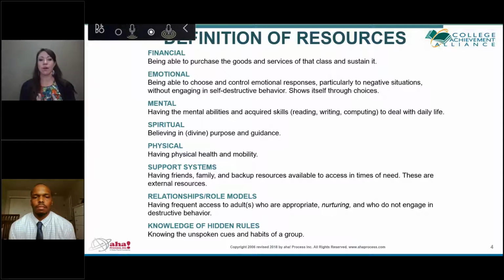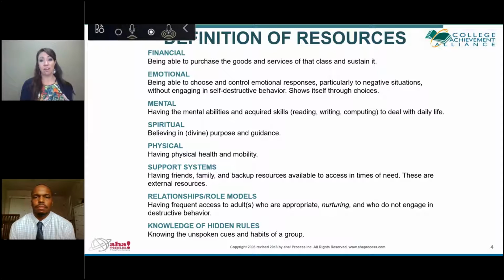And so of course we have the financial, but we also have emotional resources that are necessary. So being able to choose and control their emotional responses. We think about our students and about how quickly they turn to their emotional side and let some of those things go that lead to success. We have the mental, so having the mental abilities, those cognitive skills, and we're going to get into those cognitive skills in a little bit, because what we know is that our students lack some of the cognitive skills that their peers are coming in with. Their spiritual, physical, the support systems, having the friends, the family, the backup resources, those external resources.